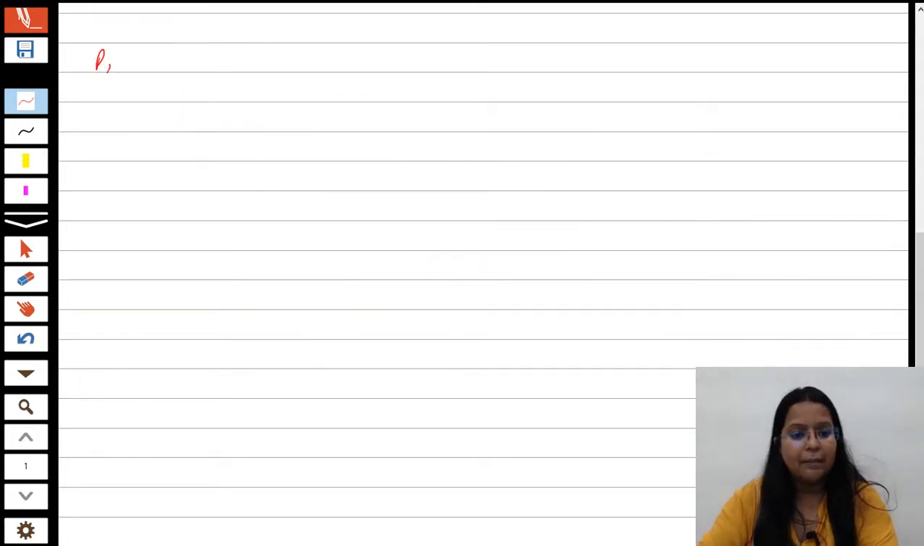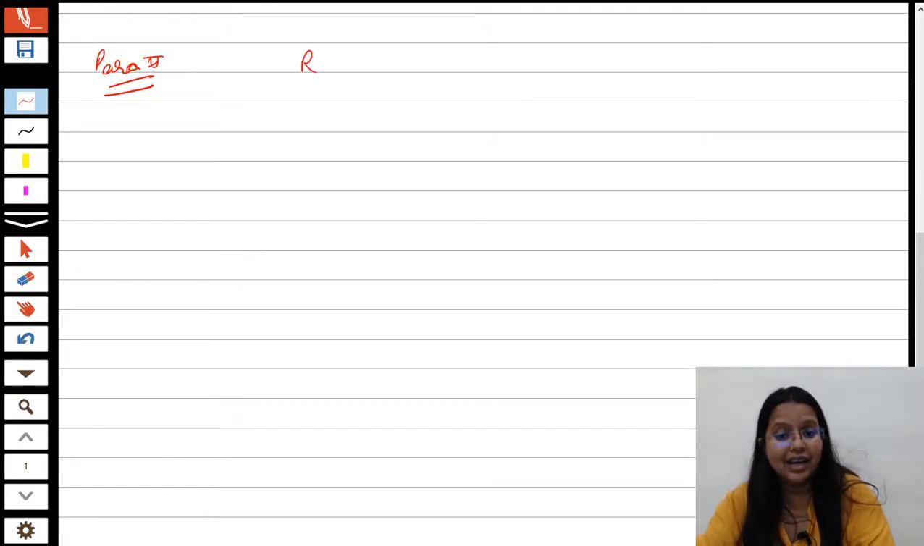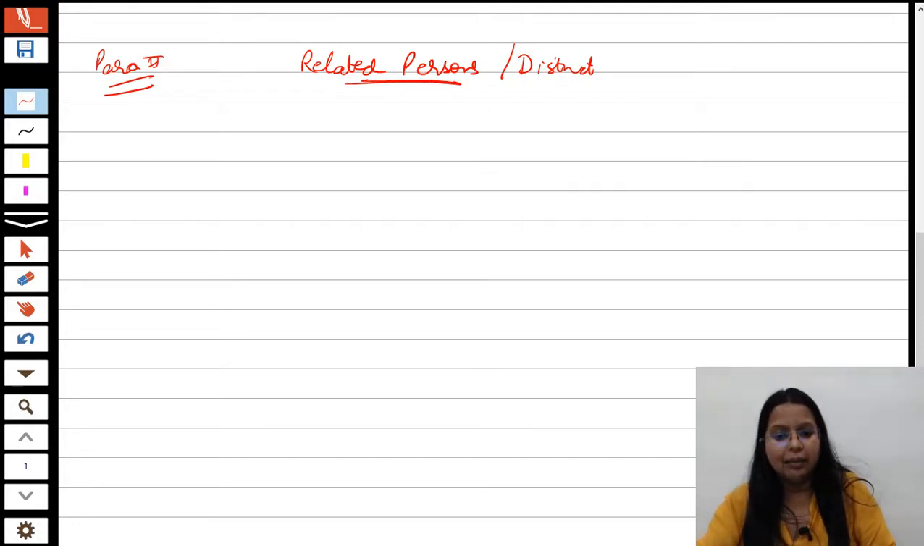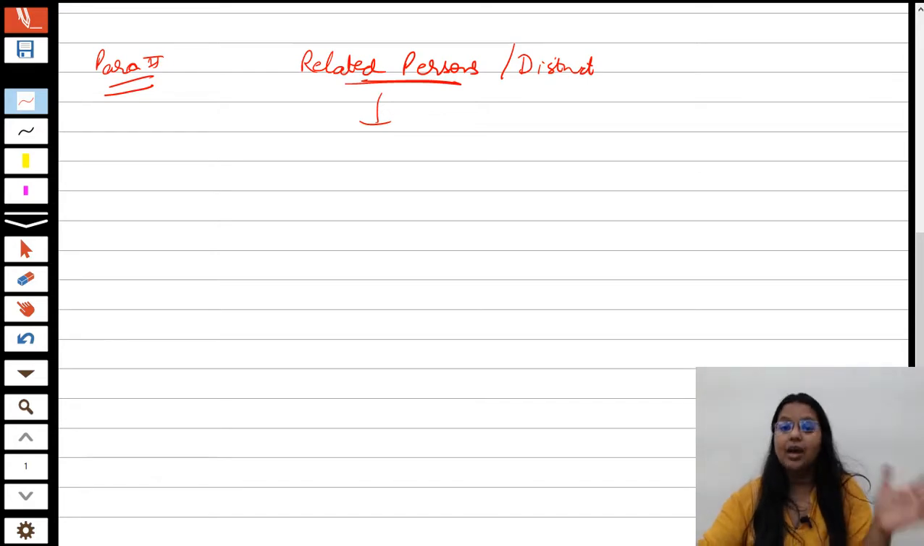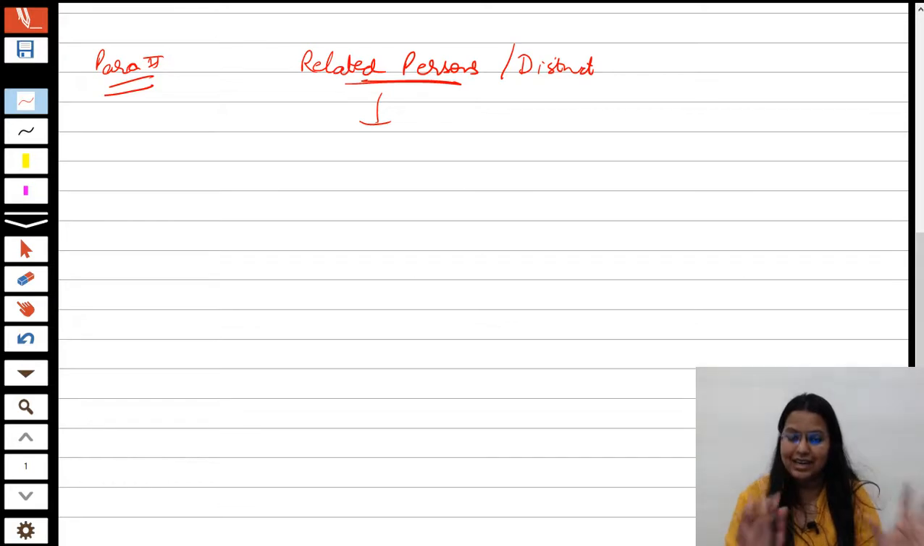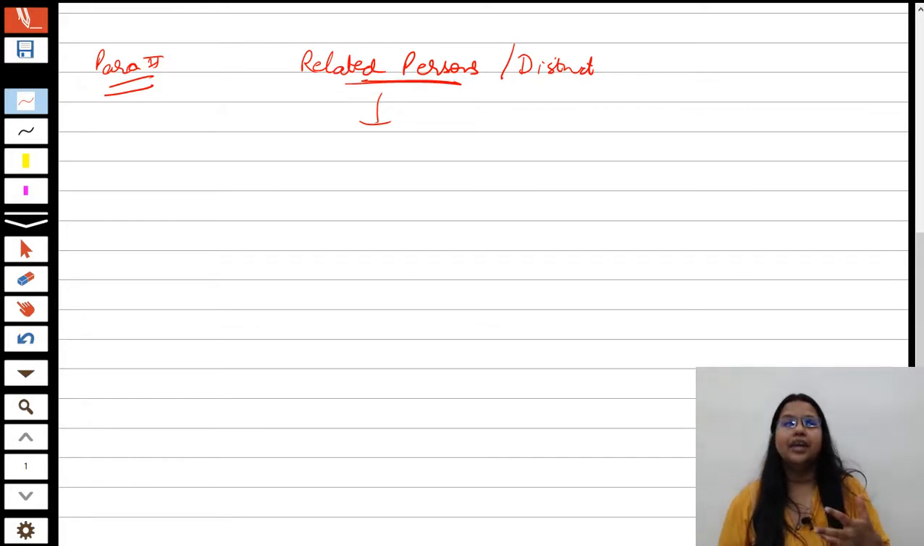Now para 2 says, whenever there is a supply between related persons or distinct persons. Now what do you mean by related persons or distinct persons? Students, related persons means those who are related to each other. For example, if they are associated as employer and employee, but they have supplied outside the employment course, because in the employment course it is covered in the negative list, or they are partners of each other, or directors of any company, they are linked with each other.